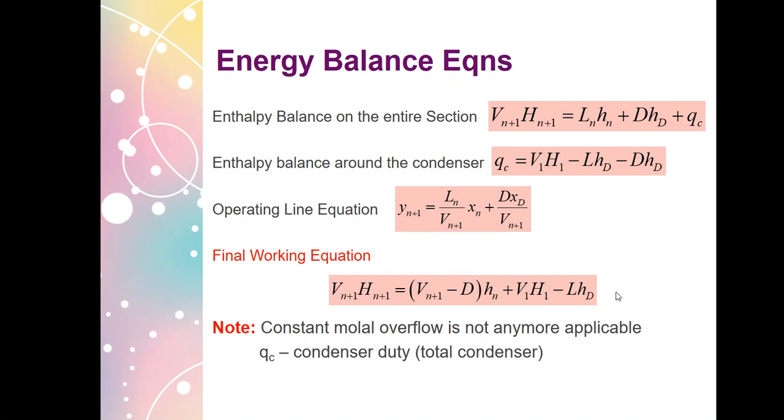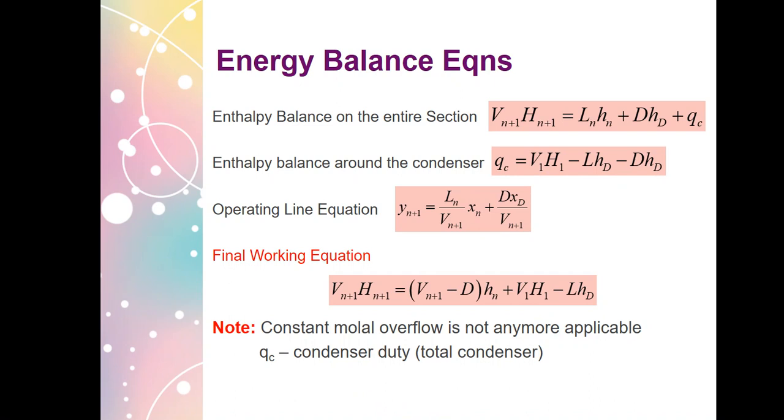This does not assume constant molar overflow anymore. And QC is said to be condenser duty. Take note, for a total condenser. So if the problem is a partial condenser, there must be something wrong with that, because we only account, using this equation for condenser duty, all the streams in here if your condenser is a total condenser. If it's a partial condenser, then we cannot use the same equation anymore.